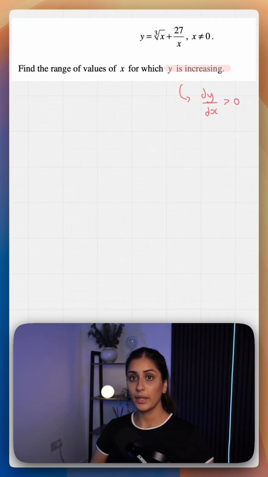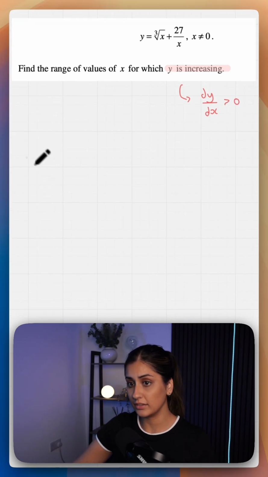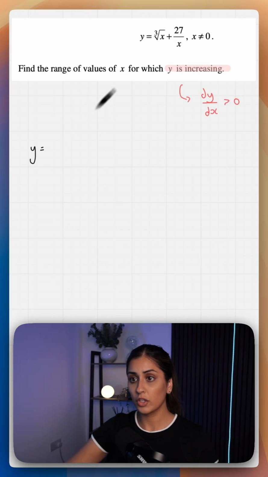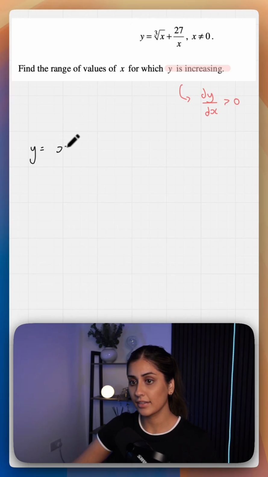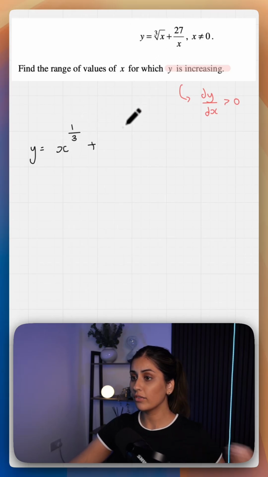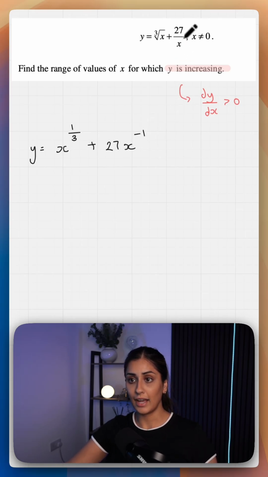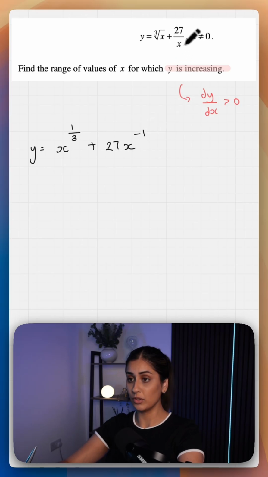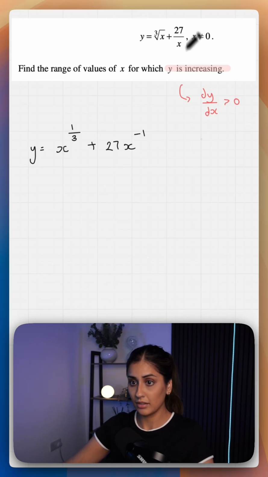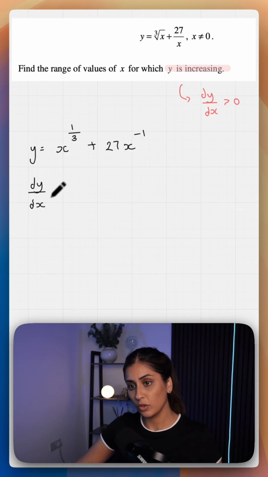What I'm going to start by doing is writing everything out in power form. It's just easier to work with. So the cubed root of x is x to the power of a third. 27 over x is 27x to the power of minus 1. Essentially, it has the power 1, but because you're bringing it up to the numerator, you put a minus in front. Now, let's differentiate. You multiply by the power, and you minus 1 from the power.